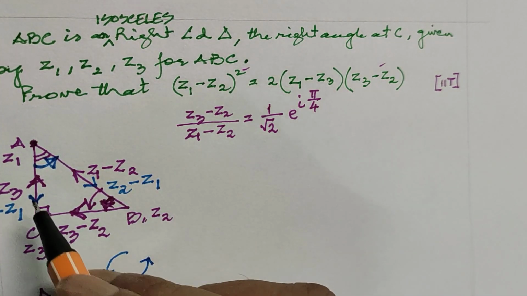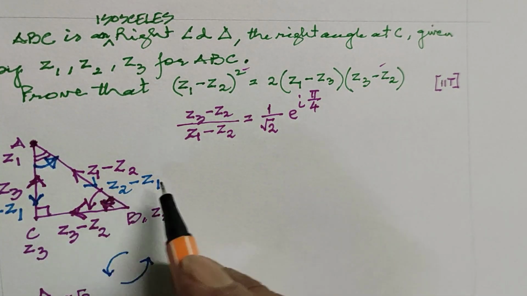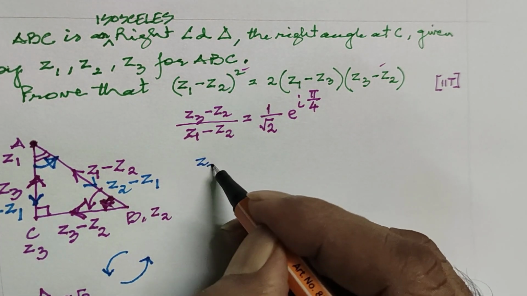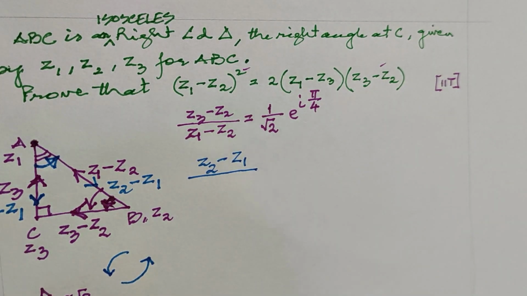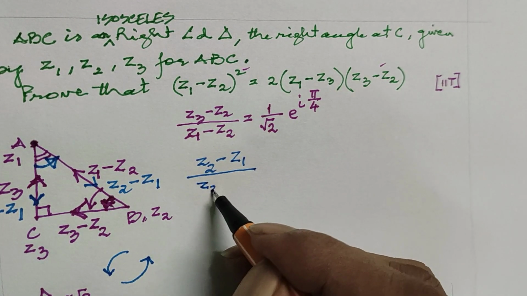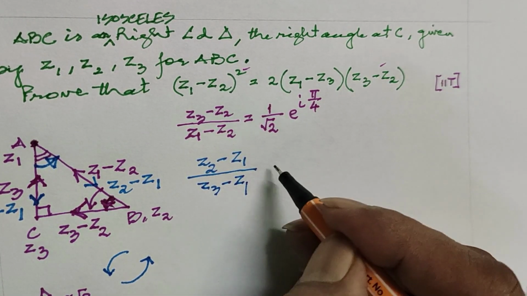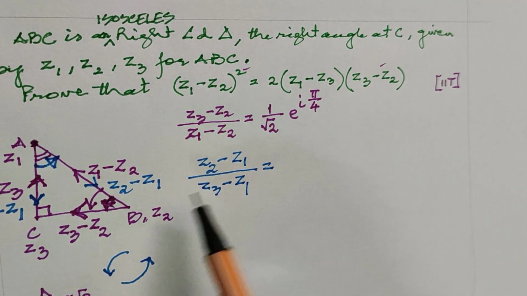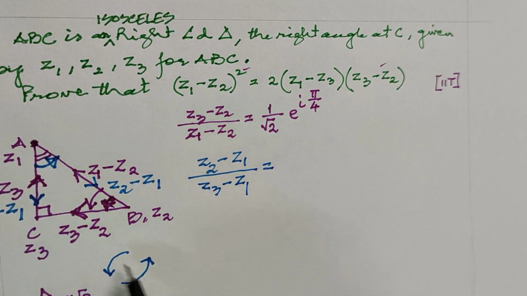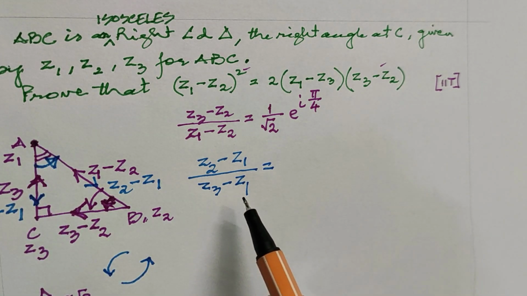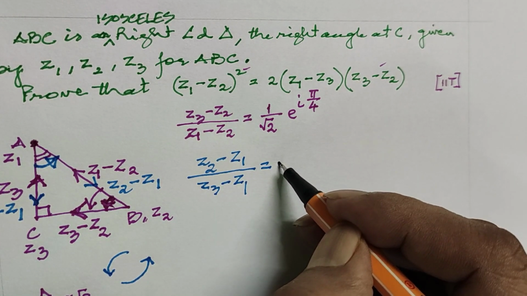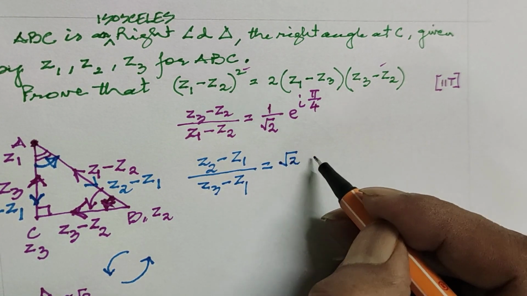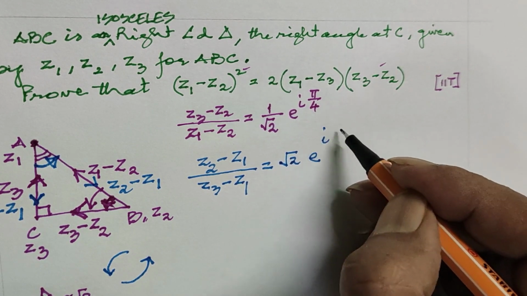So again we get another equation, anti-clockwise, which comes first: Z2 minus Z1 by Z3 minus Z1 equal to Z2 minus Z1, which is the longer arm, A root 2, by the shorter arm, Z3 minus Z1. So this becomes root 2. And the angle is again the same, e^(i pi by 4).